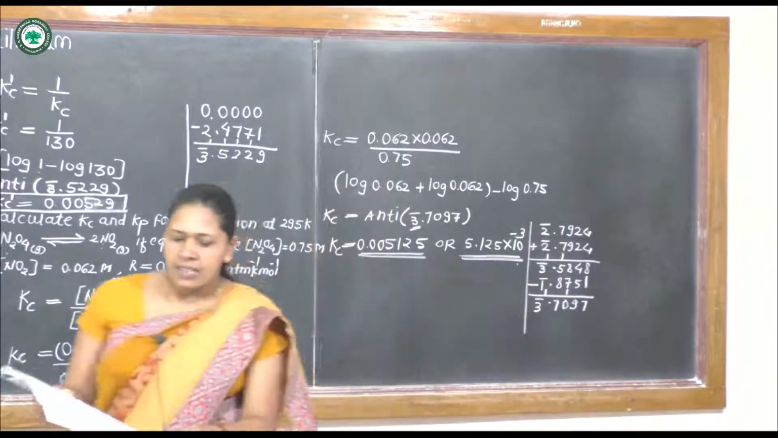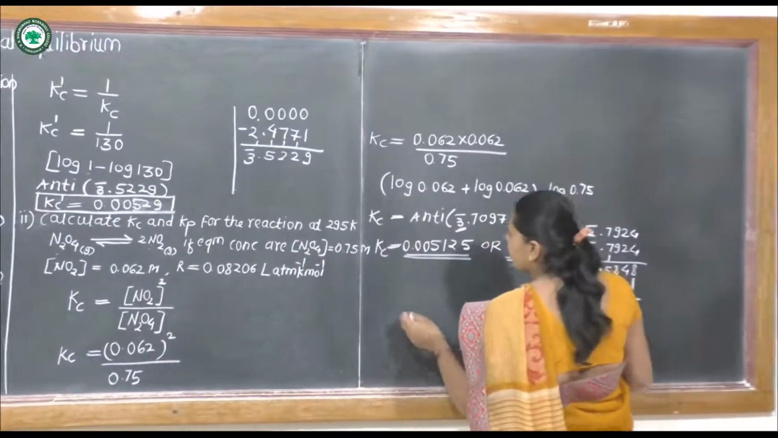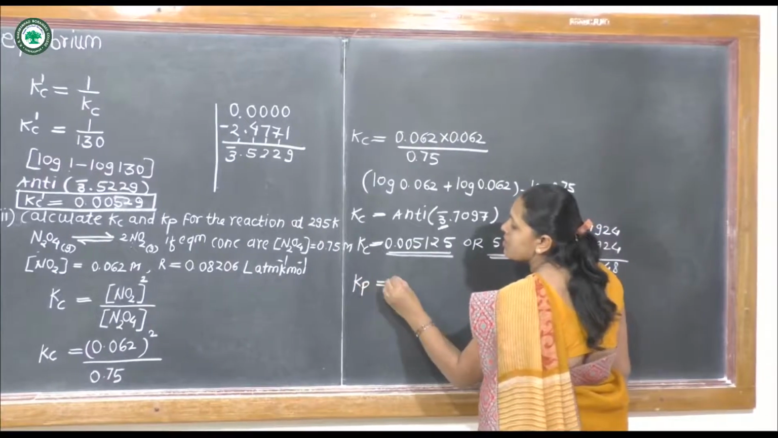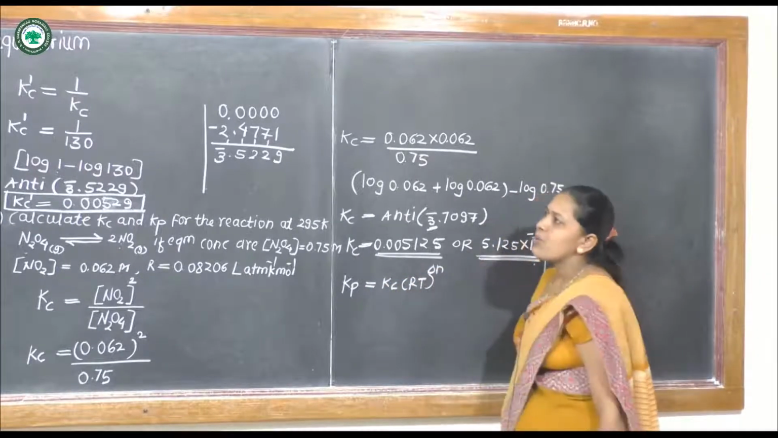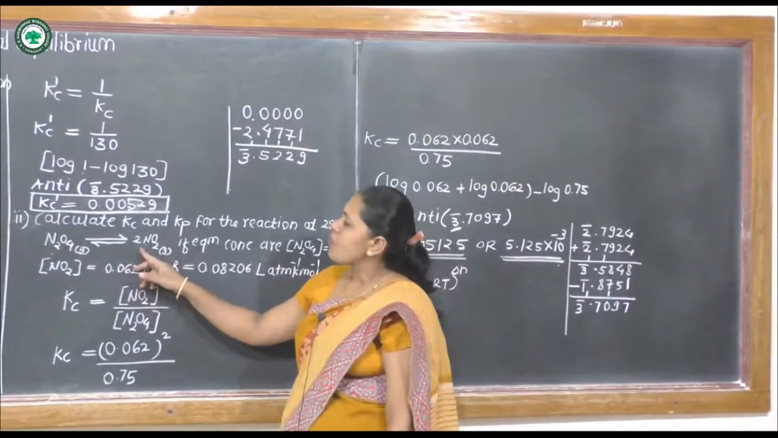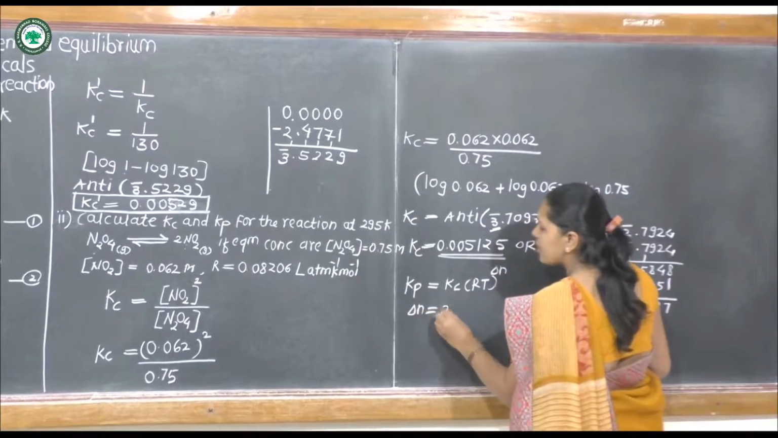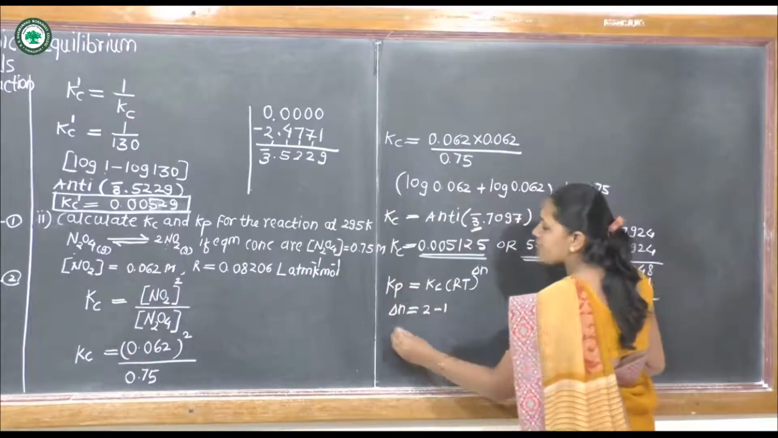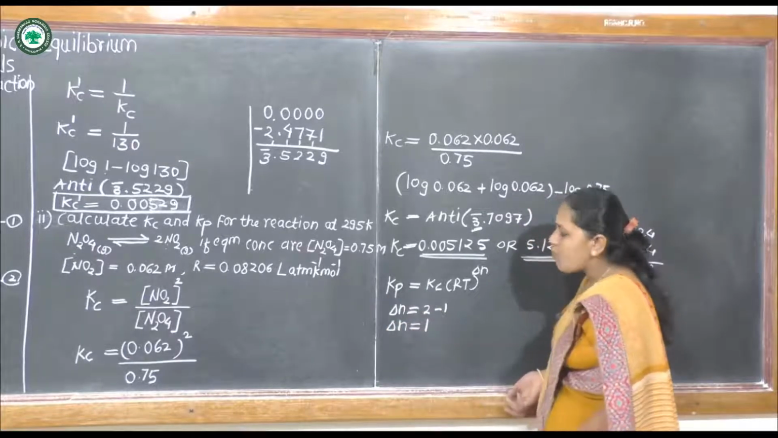Then next is Kp. We know that relation between Kc and Kp. Kp is equal to Kc into RT raised to delta n. First we have to calculate value of delta n. Delta n is the number of moles of gaseous product, that is 2, minus number of moles of gaseous reactant is 1. 2 minus 1 is equal to 1. Value of delta n is equal to 1.